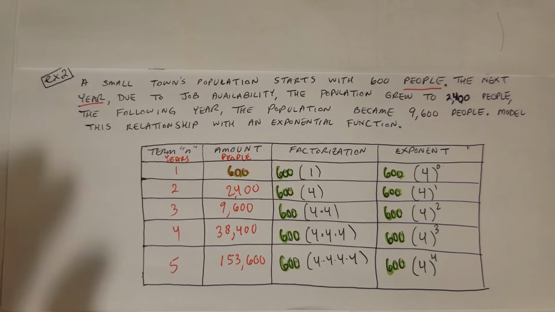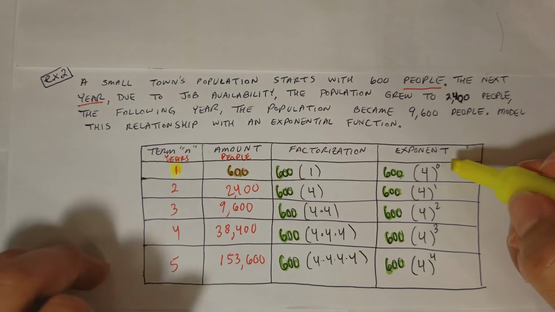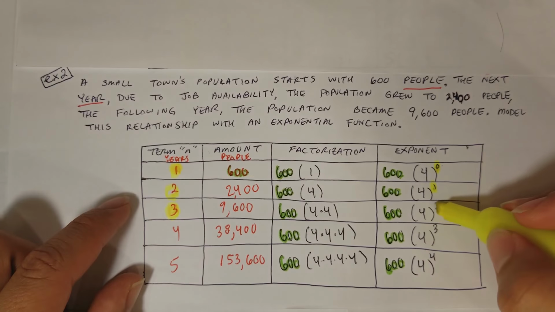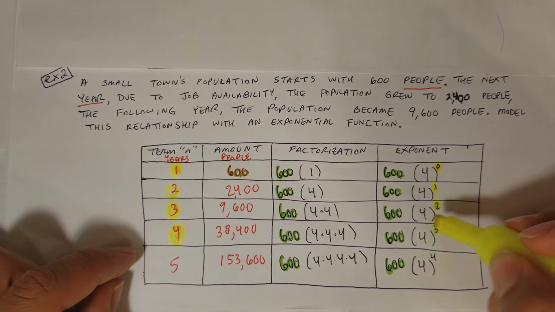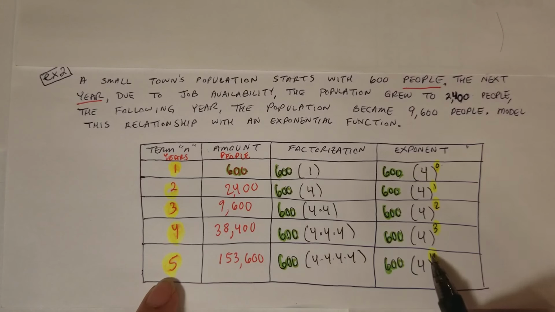All right, finally, let's relate the powers with the years. So same as the last one, year 1 we have the power of 0. Year 2 we have the power of 1. Year 3 we have the power of 2. Year 4 we have the power of 3. Year 5 we have the power of 4. So year n, we have the power of n subtract 1.